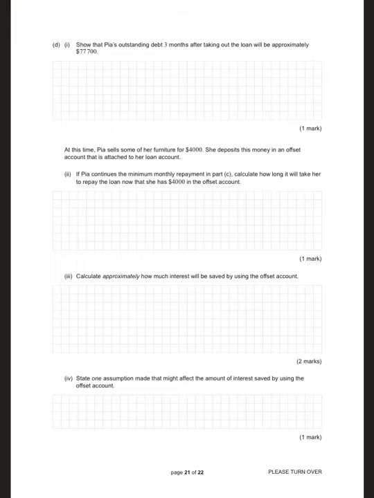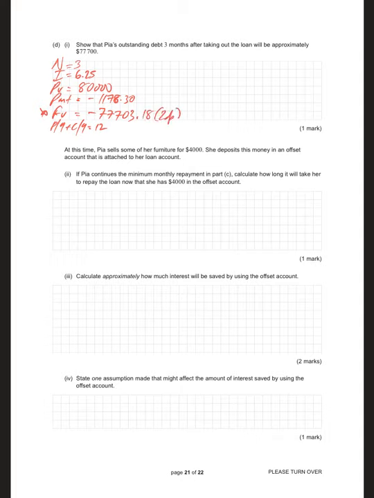Show that the outstanding debt 3 months after taking out the loan will be 77,700. So we're working out what FV is after three months. So N is going to be 3, 6.25. My loan was 80 grand. I was making payments of negative $1178.30. FV is the outstanding debt. PY and CY are both 12. Alpha solve, negative 77703.18 to 2 dp.